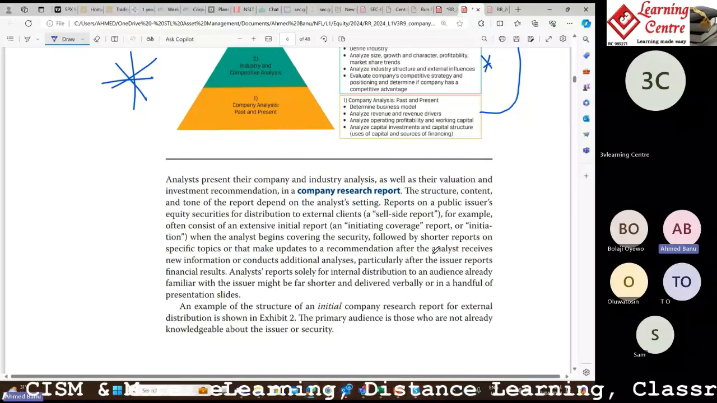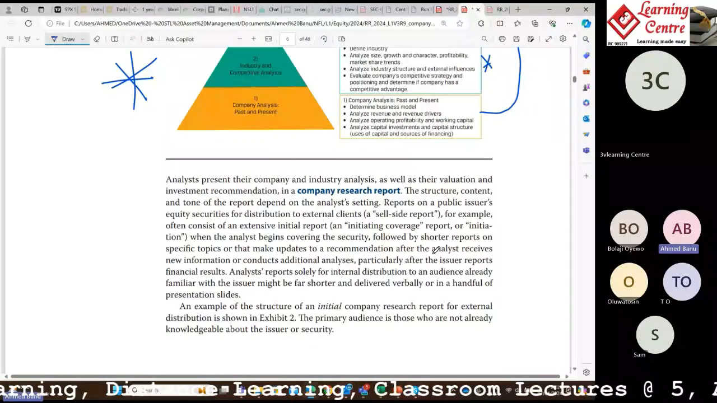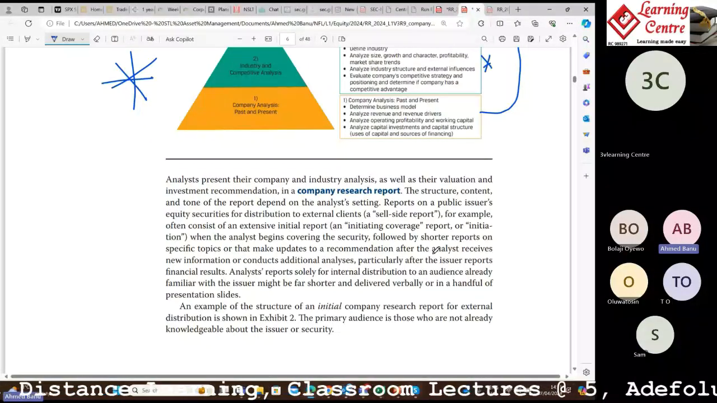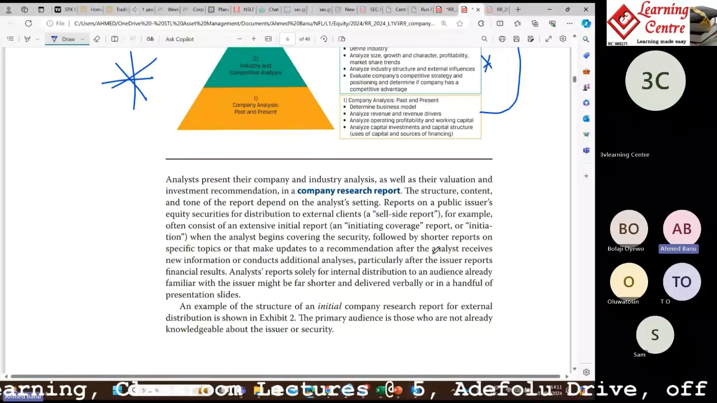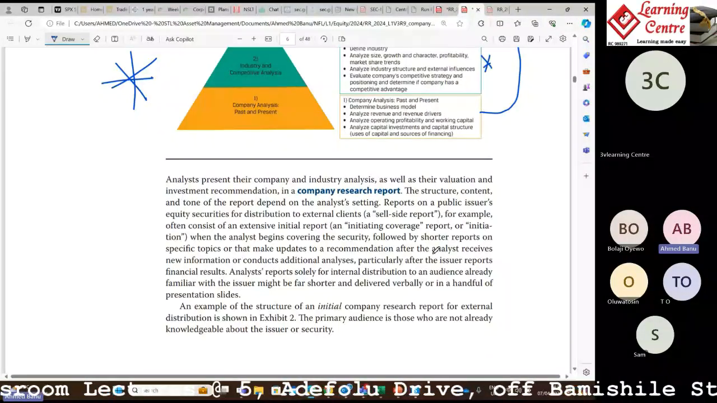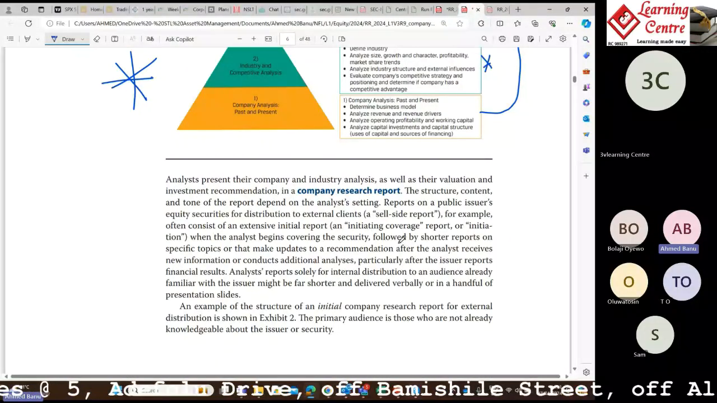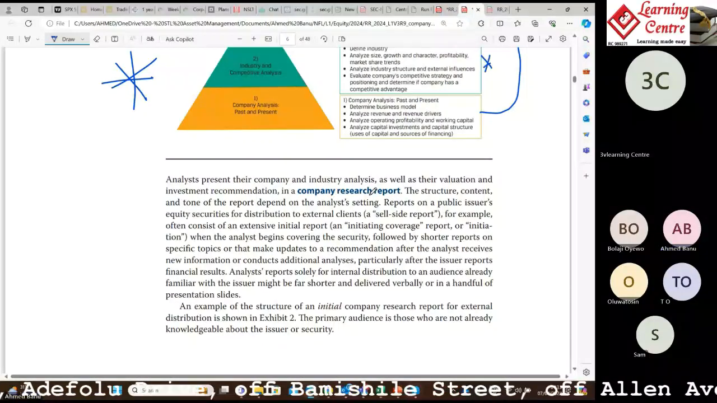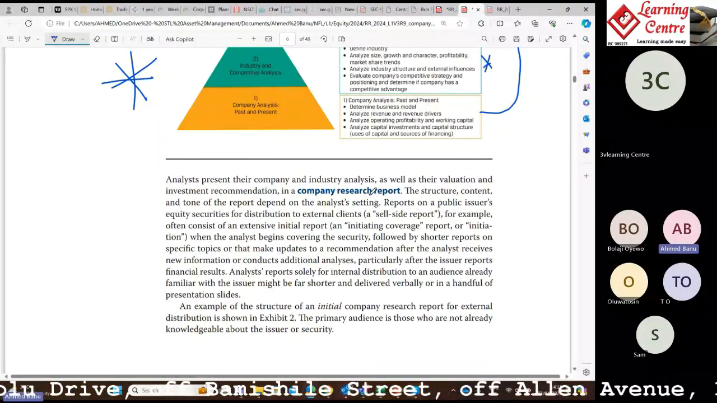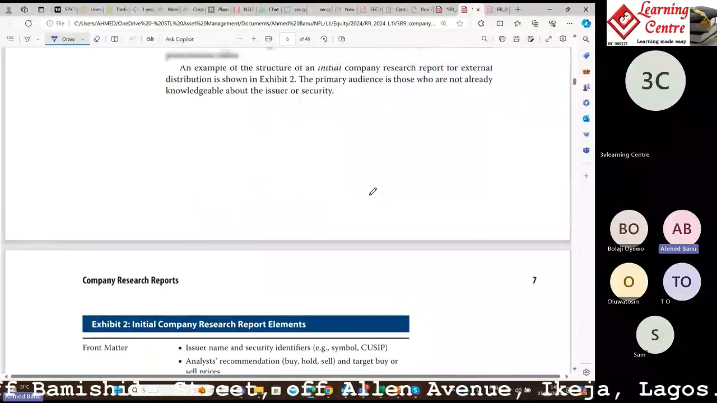It's the analyst's view, the analyst's work. If we look at it from the example of a sell-side report, where a public issuer's equity securities are distributed to external parties, or from a buy side, where a research person is advising or providing information to his portfolio managers. So, an example of a structure. We have two types of reports: the initial company report and the subsequent report.